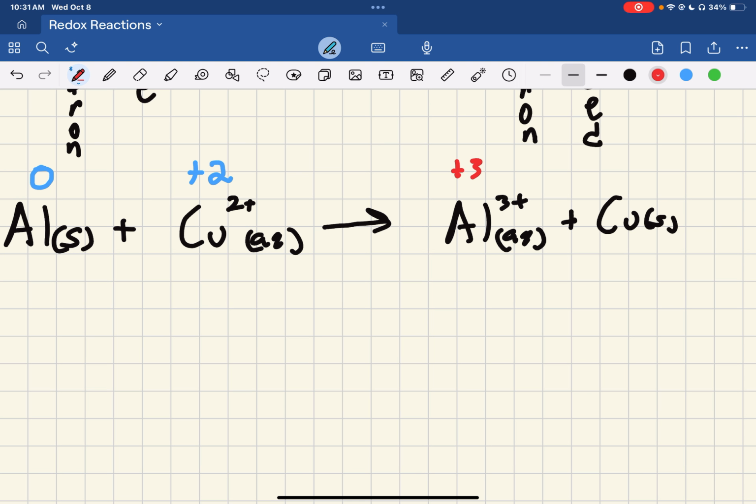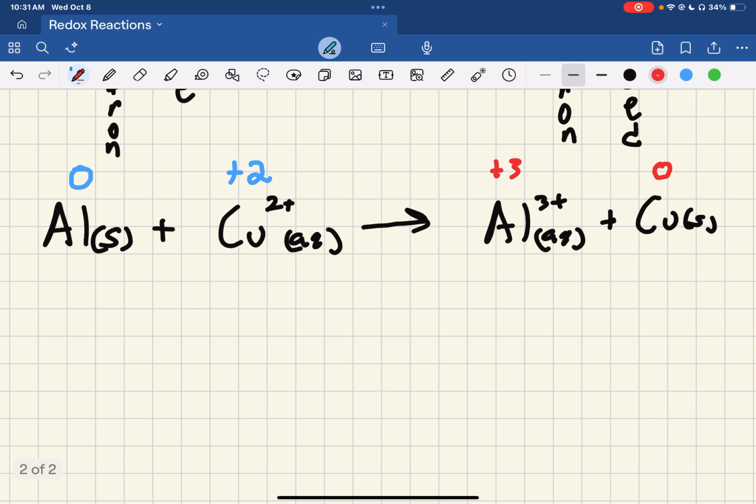And copper, all on its own, is going to be an oxidation number of 0. Okay. So what I'm going to do right now is figure out which of these two is being reduced and which of these two is being oxidized. So let's take a look. Let's do the oxidizing one, let's make it purple. So remember our little saying, LEO the lion goes GER. If it's being oxidized, that's what's losing the electron.